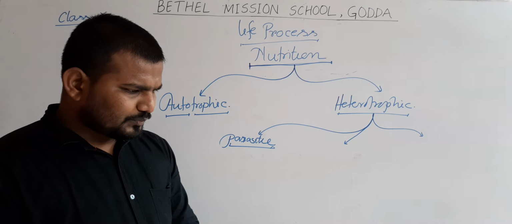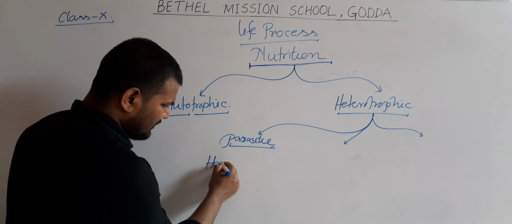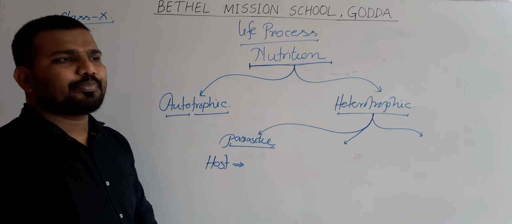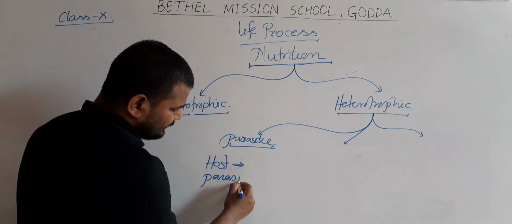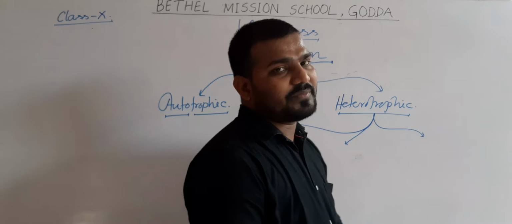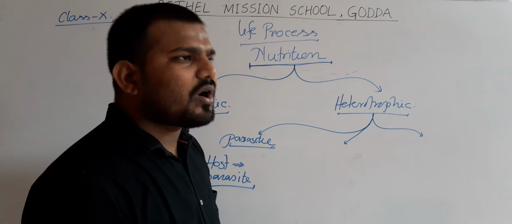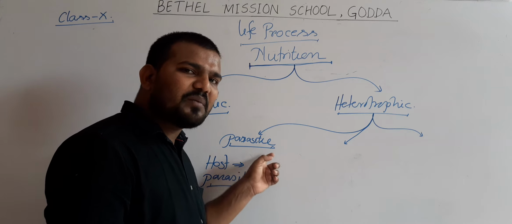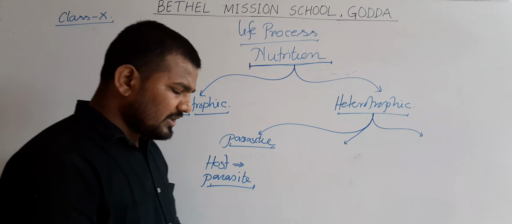In case of parasitic nutrition, there are two important things. First one is the host. Hosts are those which provide the shelter to the parasite, and parasites are those who take the shelter from the host. So, in case of parasitic nutrition, some organisms choose a living host cell for shelter and food. Their mode of nutrition is termed parasitic nutrition.